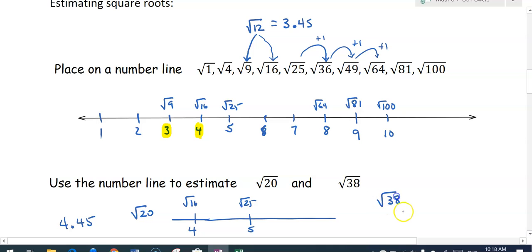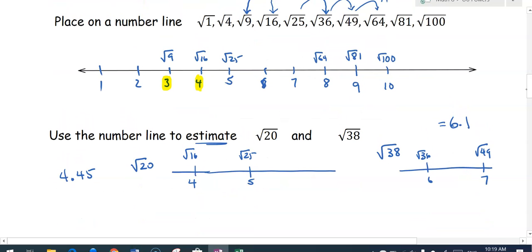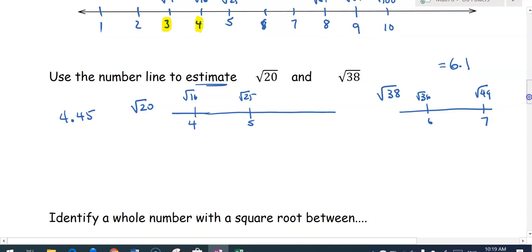Root 38 falls between root 36, which is 6, right? And the next one up is root 49, which is 7. And 38 is really close to 36, but the 38 is really far from the 49. So I'd probably estimate it to be closer to the 6, so maybe 6.1-ish, right? So these are just estimates that you can then check with your calculator. It's a good idea to be able to estimate so you can check when you're doing your work if an answer is reasonable.